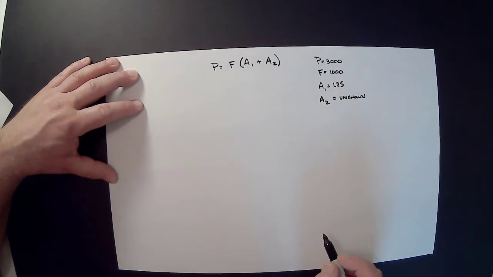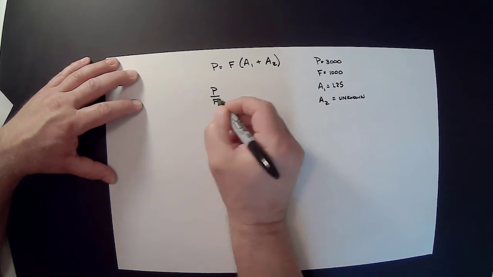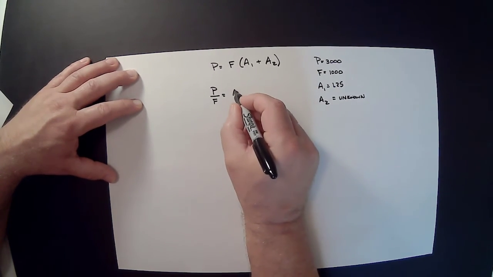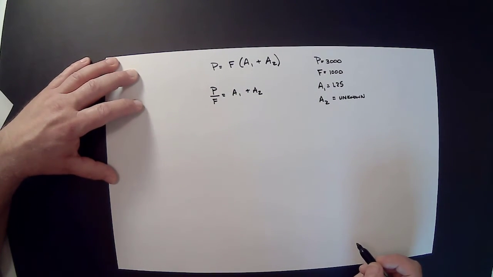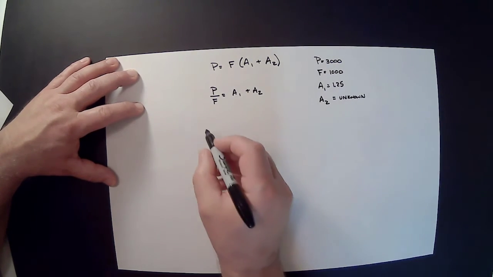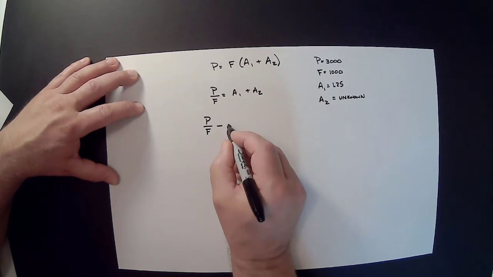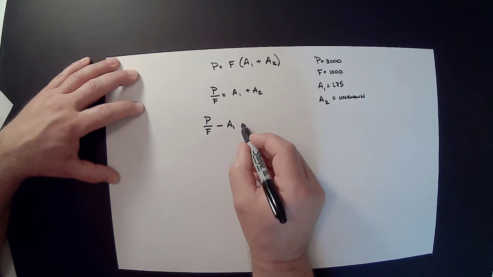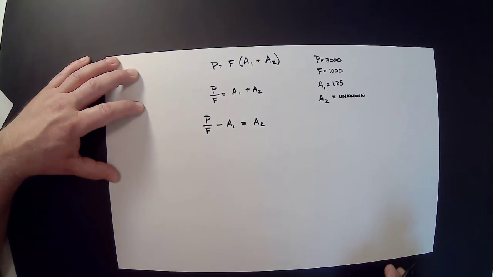I'll begin by dividing both sides by F, or P over F equals A1 plus A2. I'm a long ways toward what I want to get already because I'm looking for A2 by itself. Now I can say P divided by F minus A1, I'll subtract A1 from each side, equals A2. And now I've got A2 by itself.